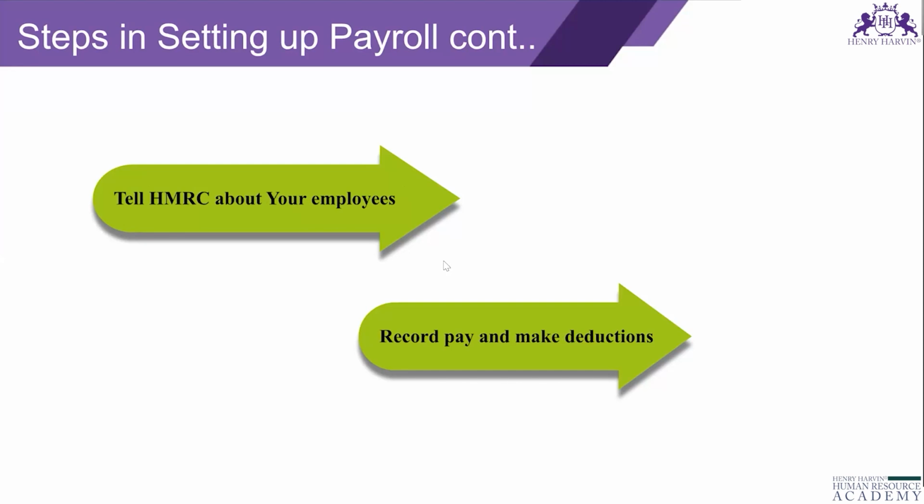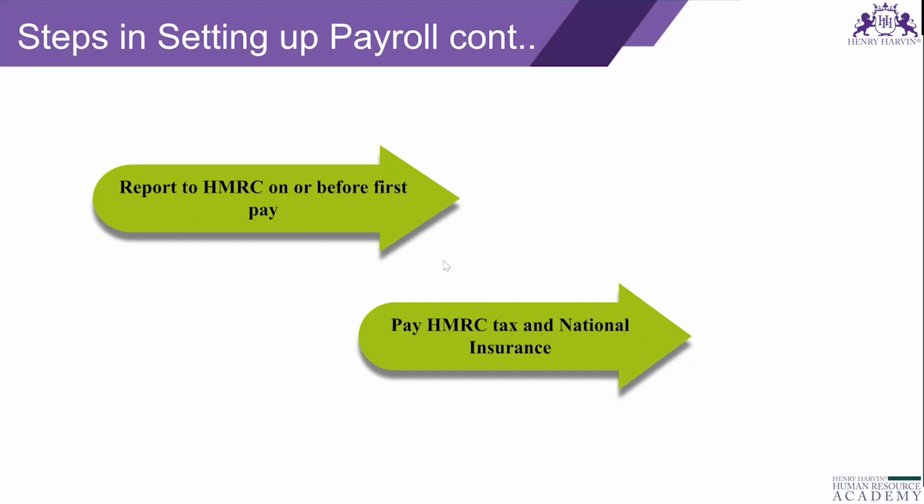Record pay and make deductions. Report to HMRC on or before first pay. On first pay, as I told you, HMRC gives relaxation and more time for the submission of pay. That is the FPS, because at times the registration may take time and the login details may reach the employer late. So they give one more month. They have an extra month to submit the FPS, only for the first month of registration.